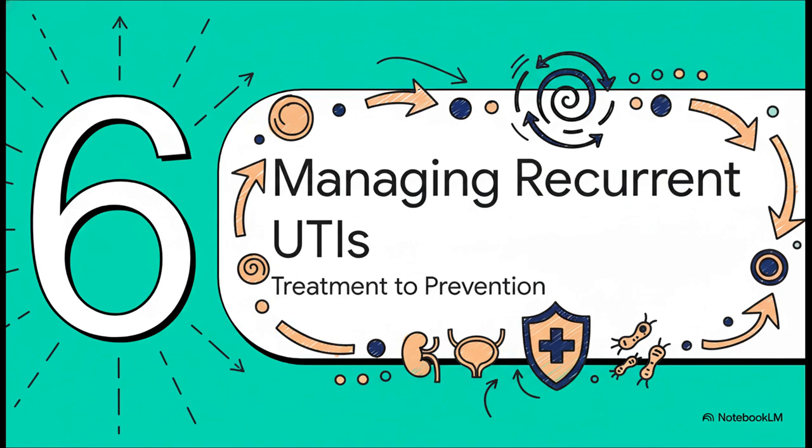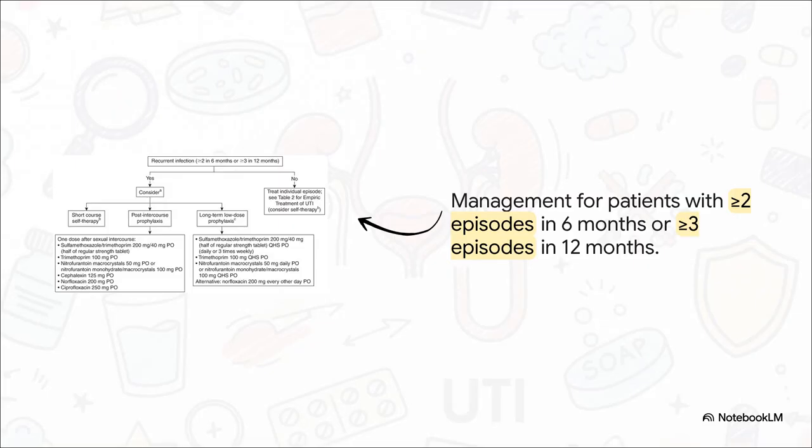At this point, our mindset has to change. We're not just trying to cure one infection. We're trying to develop a long-term strategy to prevent the next one and the one after that. This flowchart is basically your playbook. First things first, you have to confirm the patient actually meets the definition for recurrent UTIs. That's 2 or more infections in 6 months or 3 or more in a year.